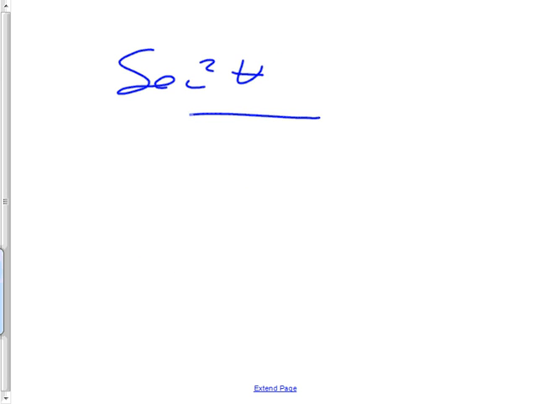Next one: secant squared theta over secant theta. Can or can't you cancel? You can. They both cancel and turn into what? A 1. How about now? Can or can't you cancel? You can, and it would turn into just what? Secant. Yep, just secant. Then how about now? Can or can't you cancel? No.